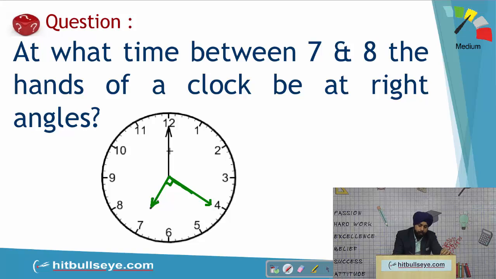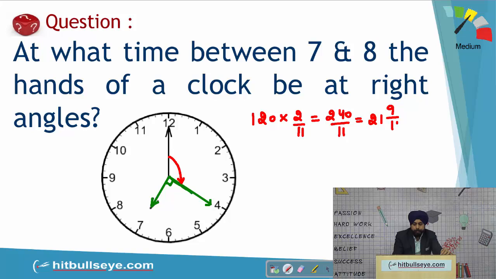Now the minute hand has to come from 12 to 4. That is, the position it was there to position 4 it has to come. So how many degrees does it have to cover? It has to cover 120 degrees relatively. So into 2/11. So you get the first answer as 240/11. 11 2s are 22, 20, so it is 21 9/11 minutes past 7.